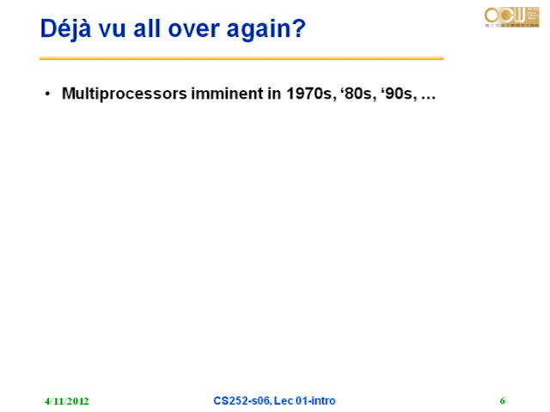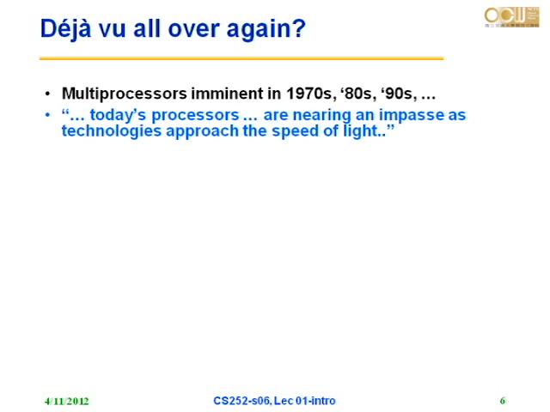Imminent means something's about to happen, but never succeeded. Today's processors are nearing an impasse. Impasse means dead end. Okay?